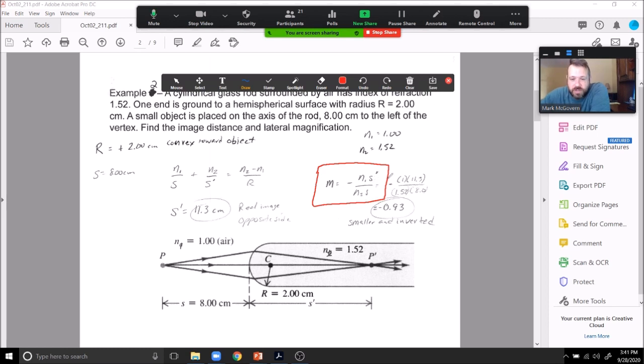Anyway, let's put our numbers in here. N1 is 1. We have our image distance is 11.3. We have a glass at 1.52, and then we have our object distance. So this ends up becoming a minus 0.93. So that means when we see the object, it's going to be a little tiny bit smaller than it actually is, and it will be flipped. It will be flipped, and so that's what the numbers tell us.